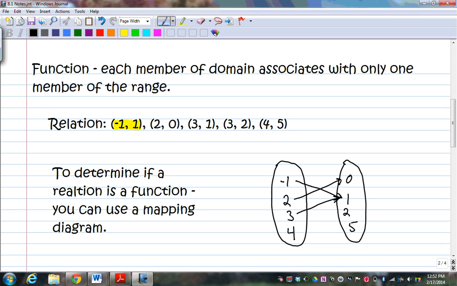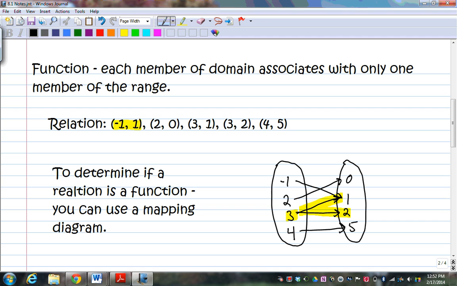Then my next one, 3 is with 2. And then my last one, 4 is with 5. Okay? So when you look at this, you would say, well, this relation is not a function because 3 is associating with 1 and 3 is associating with 2.